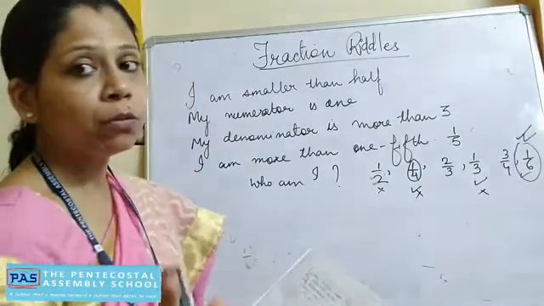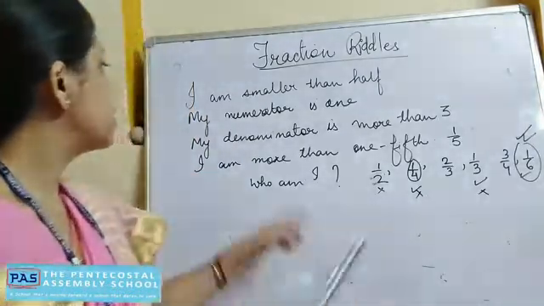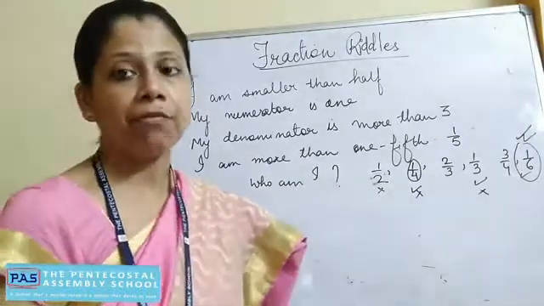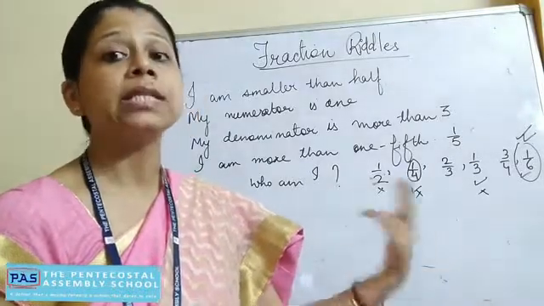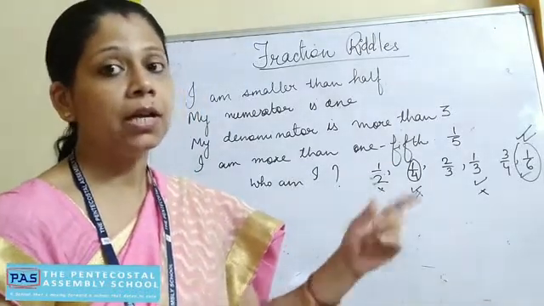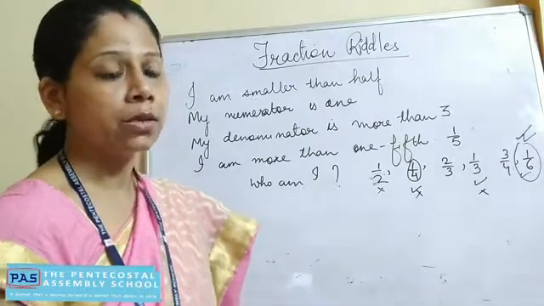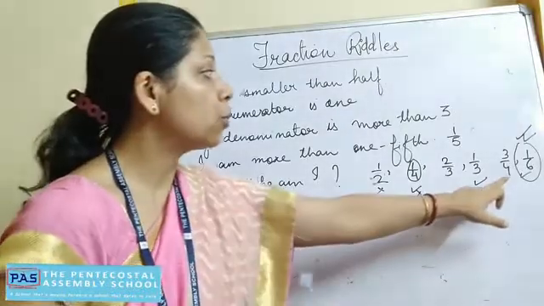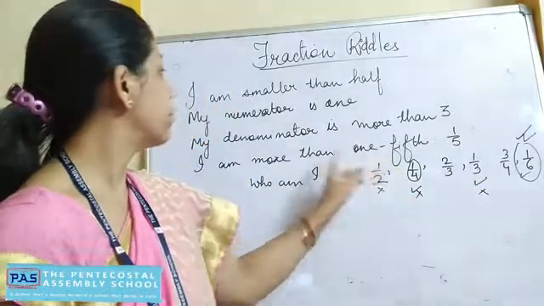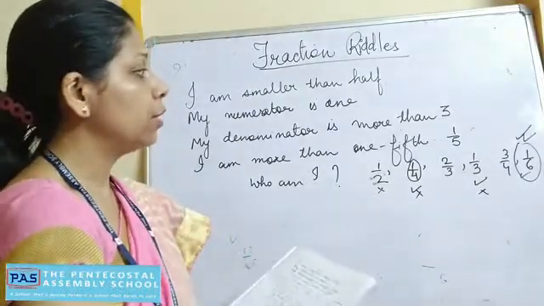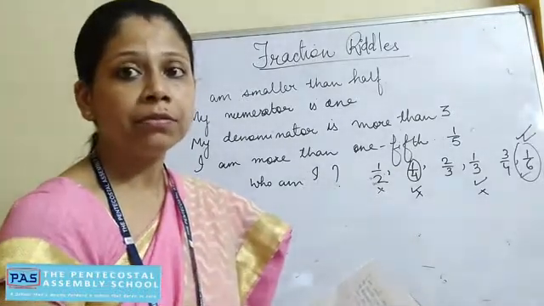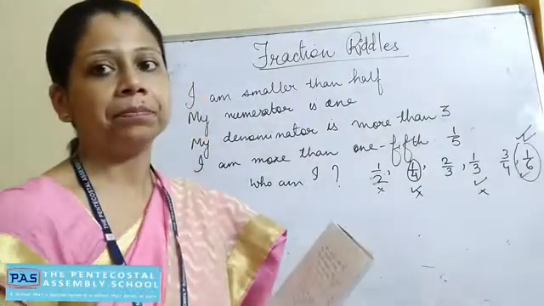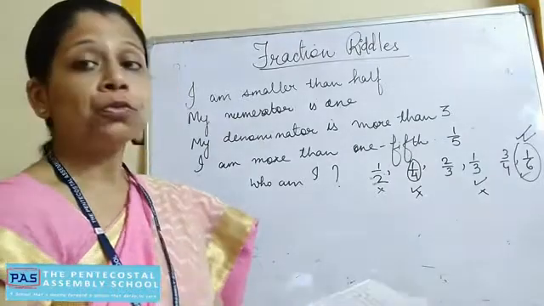Okay, now we have one more clue. That is, I am more than 1/5. And what is 1/5? 1/5, 1/6, 1/7. We have done this in your book also. There is a chart which shows this. Okay, so it cannot be 1/4, isn't it? Because 1/6 is more than 1/5. Isn't it? So your answer is 1/6. Clear, students? Now let us move to the next riddle.